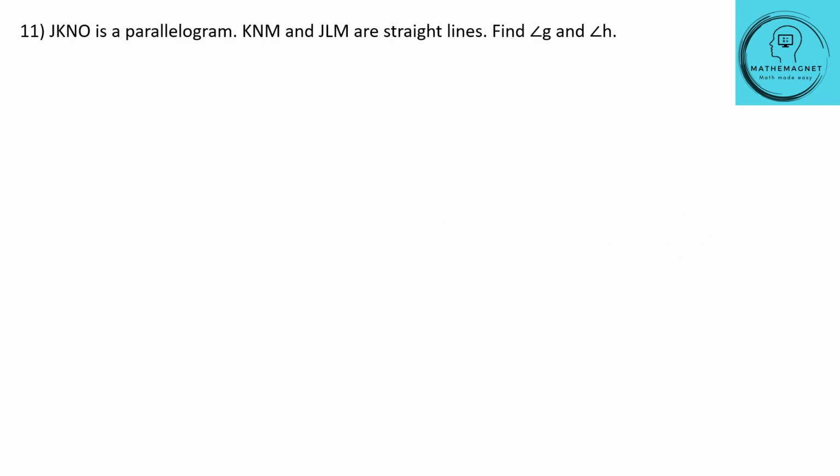Question number 11. JKNO is a parallelogram. KNM and JLM are straight lines. Find angle G and angle H. So over here, this is the figure that is being provided. Here you are asked to find these two unknown angles, that is, angle G and angle H. So let's see how to go about it.